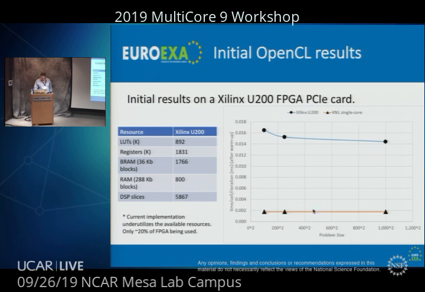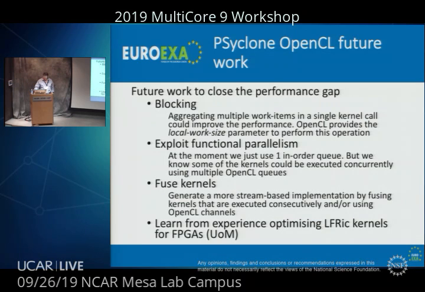This is comparing with a single core of a KNL. Clearly, it's not giving stellar performance, but this is an initial result before any optimization. Lots more things are going on in Cyclone to close that performance gap, blocking, functional parallelism and fusing kernels. And the idea also is that we take the experience of doing all the low level stuff to help optimize the Cyclone generation.